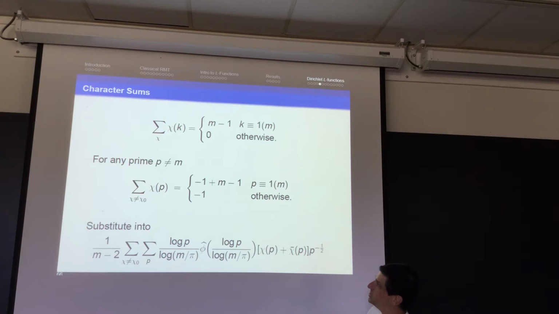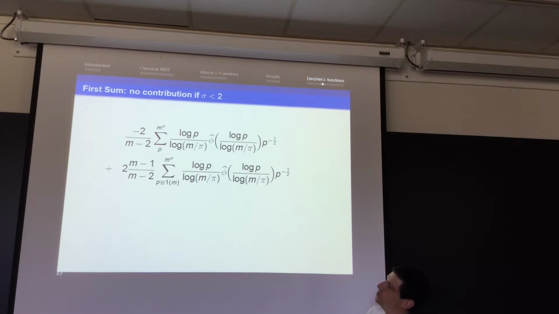I can now substitute, and I have two sums to look at. And this is just looking at what's going on at the primes. So I have the sum of all primes where I'm having my negative 1, and then I have this extra factor of m minus 1 whenever my prime is 1 mod m.